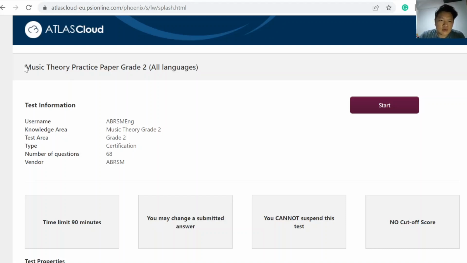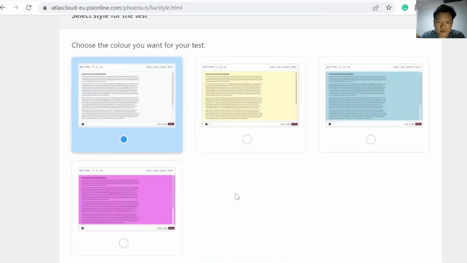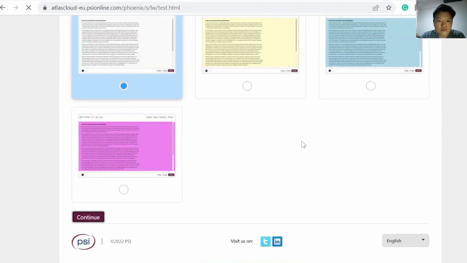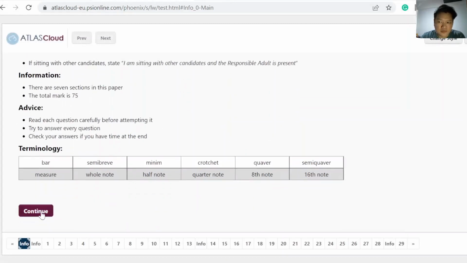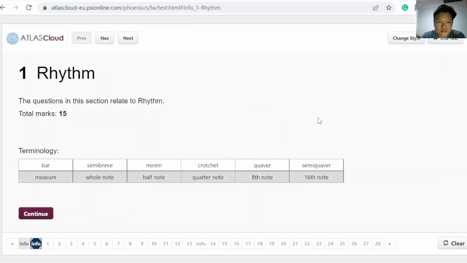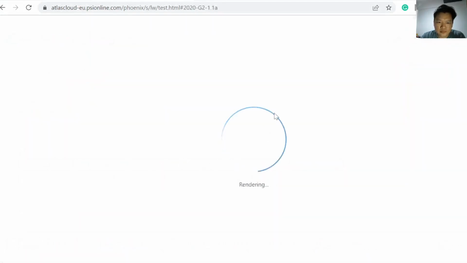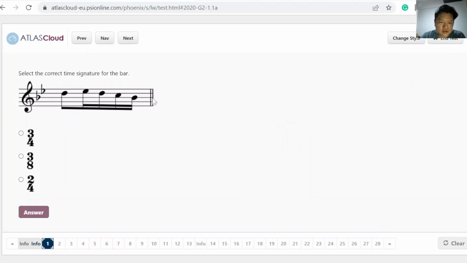So this is your music theory Grade 2: 68 questions, 90 minutes. I will try to complete it within 90 minutes. Okay, the first question is rhythm. So let's look at the rhythms here.